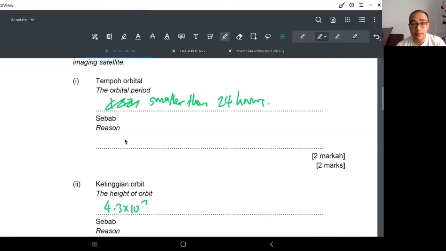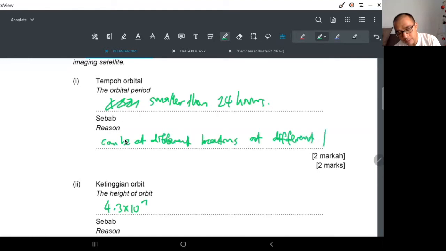The reason is that it can be at different locations at different times. The idea behind less or more than 24 hours is this. It doesn't have to be in the same position only, because if it is the same as 24 hours, it's just going to follow the same position. But higher or smaller, of course the best is smaller, it will be at different positions at different times, which is what we want.